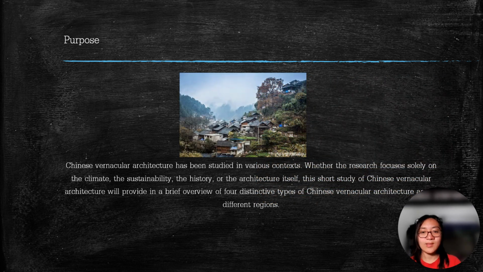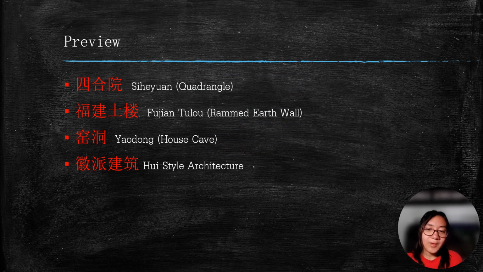Chinese vernacular architecture has been studied in various contexts. Whether the research focuses solely on climate, sustainability, the history, or the architecture itself, this short study of Chinese vernacular architecture will provide a brief overview of four distinctive types of vernacular architecture across different regions. Today we will talk about Siheyuan, Chulou, Yaodong, and Hui style architecture.